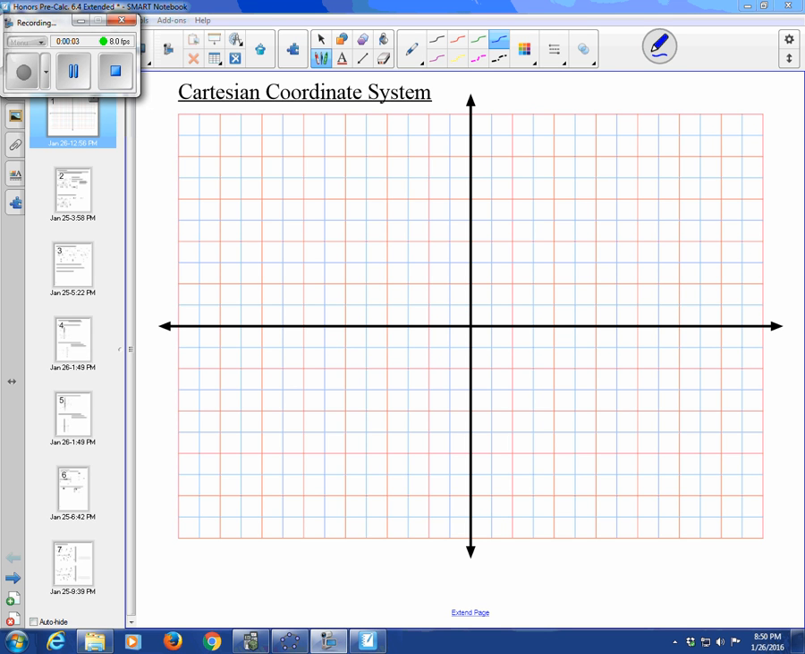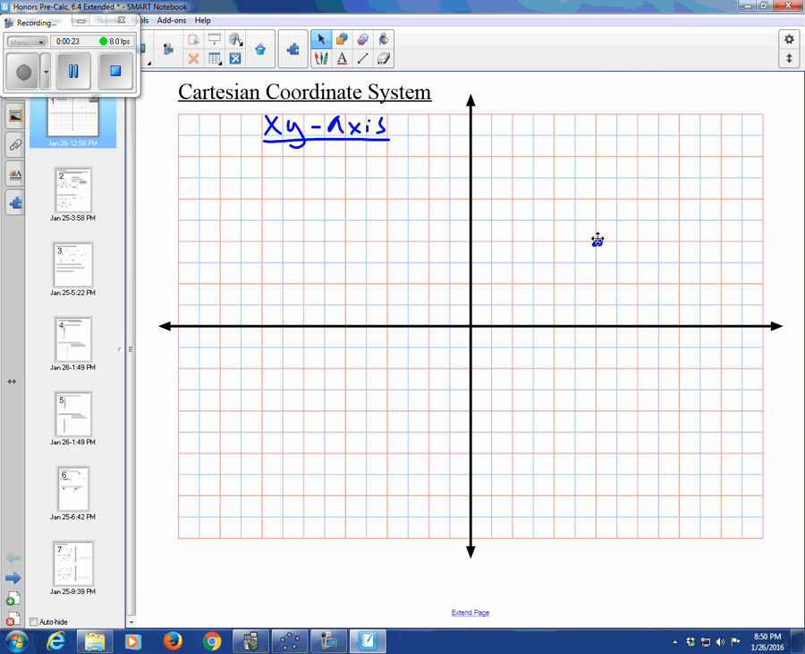Alright guys, so this is our second Flip the Classroom lesson for Chapter 6, and in this lesson we're going to talk about an alternate way to define a point's position on the plane. Normally, when we're defining a point's position on the plane, we use the Cartesian coordinate system, or the XY axis. And when we're talking about a point on the XY axis, we define it by its horizontal and vertical position with respect to the origin.